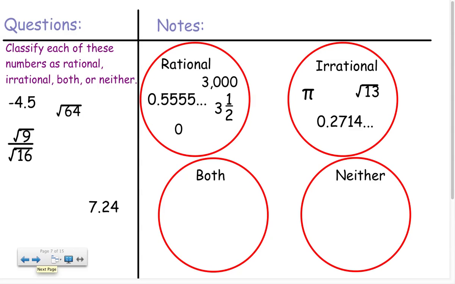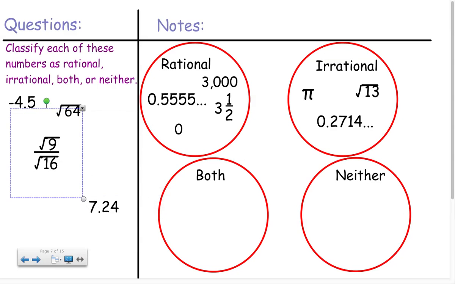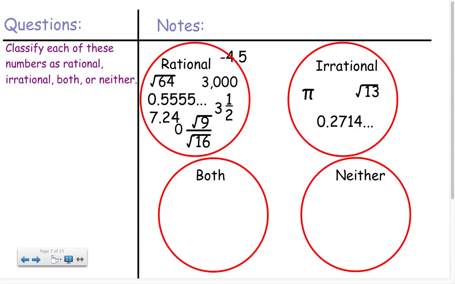Square root of 9 over square root of 16. Well, the square root of 9 is 3, and the square root of 16 is 4, so that means it is 3/4 as a fraction, so that is rational. If either of those square roots would have been a non-perfect square, then it would have been irrational. 7.24 is just a decimal that stops, so it's rational. Square root of 64 is 8, that is rational. Negative 4.5 is a decimal that stops, that is rational.